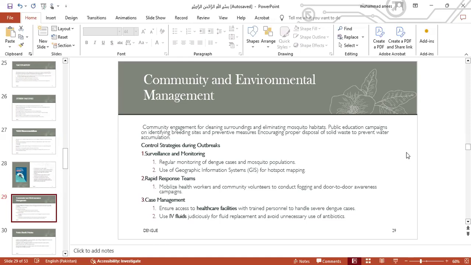So, what are the control strategies during an outbreak? Number one is surveillance and monitoring, like regular monitoring of the dengue cases and mosquito populations with the use of geographic information system for hotspot mapping. There are rapid response teams that mobilize health workers and community volunteers to conduct fogging and door-to-door awareness campaigns. And then there is the case management, which ensures access to healthcare facilities with trained personnel to handle severe dengue cases. They use IV fluids judiciously for fluid replacement and avoid unnecessary use of antibiotics.